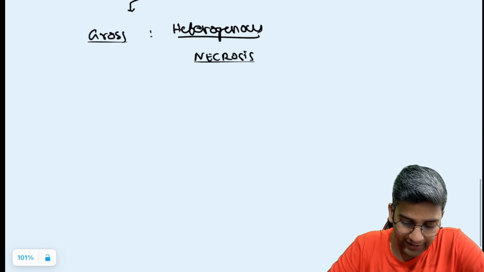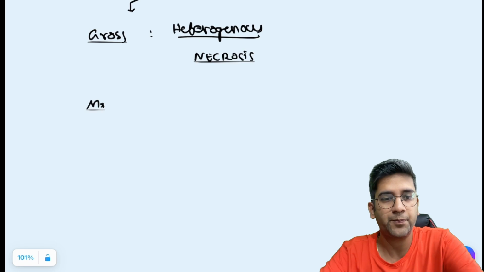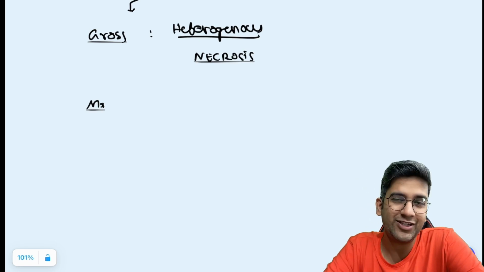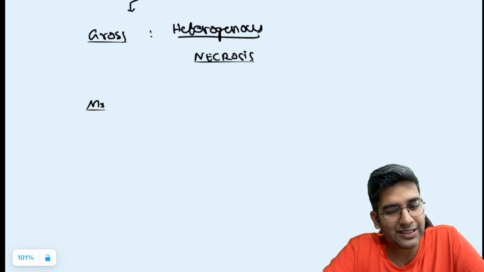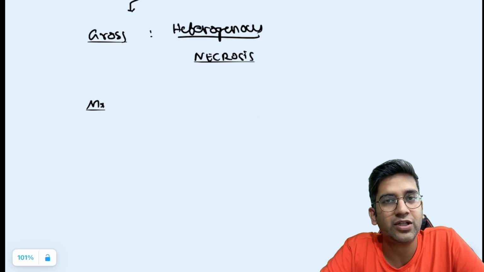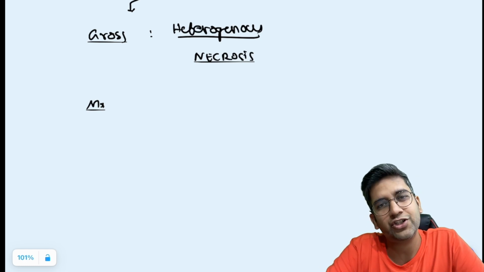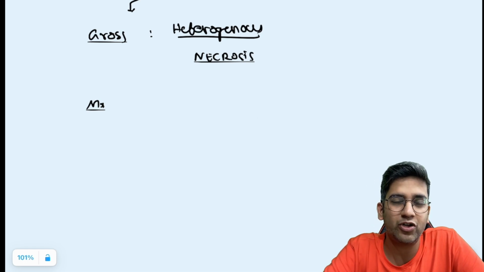So what is in store for the microscopy of embryonal carcinoma? We'll definitely look into our slides very, very soon, right? But before going to slides, let's understand the patterns we'll see and what things I should keep in mind when I see it in microscopy. What are the differential diagnoses you should keep in mind when you see the embryonal carcinoma slide, right?